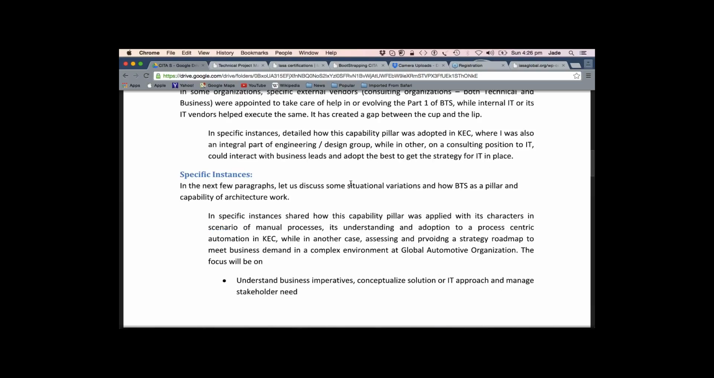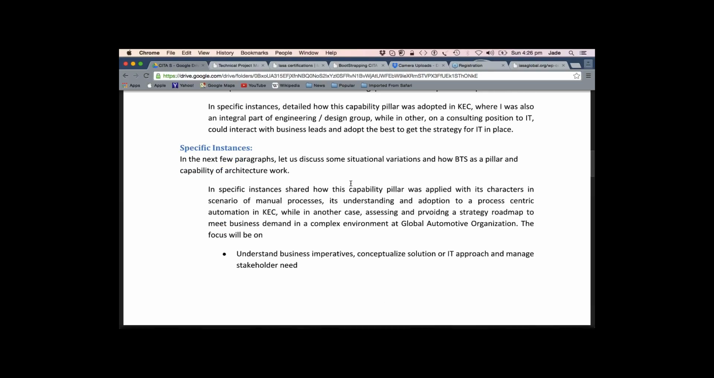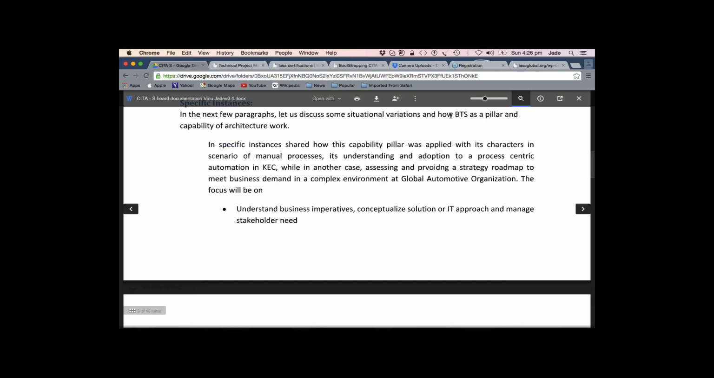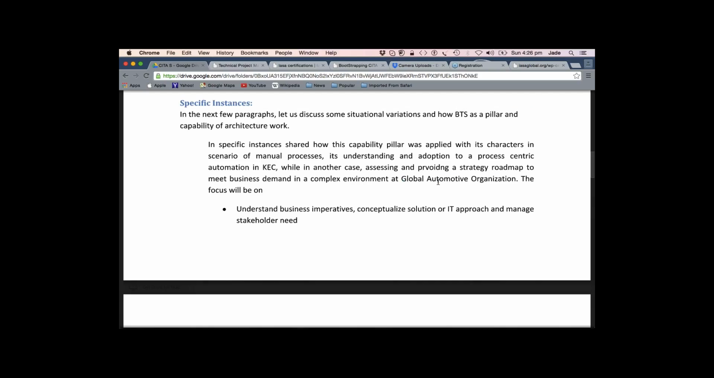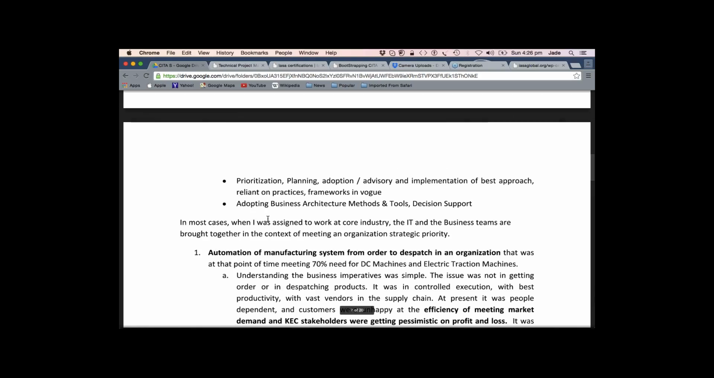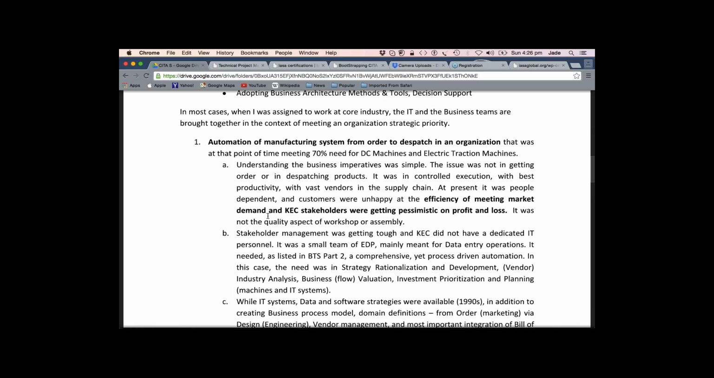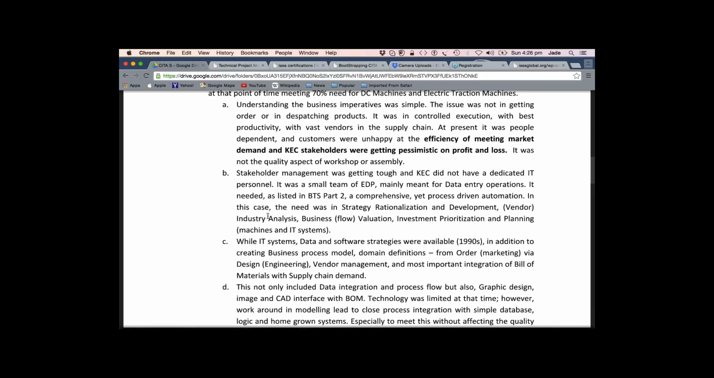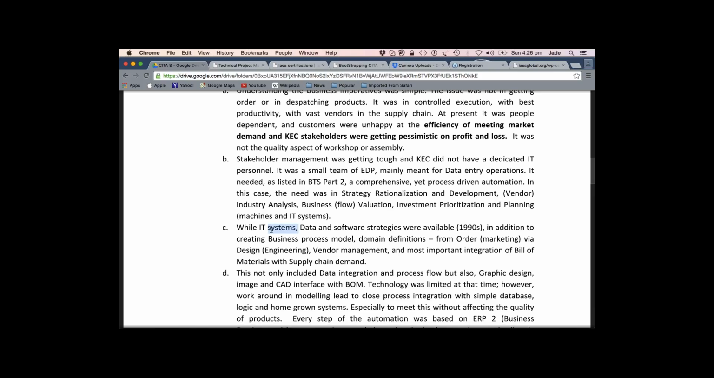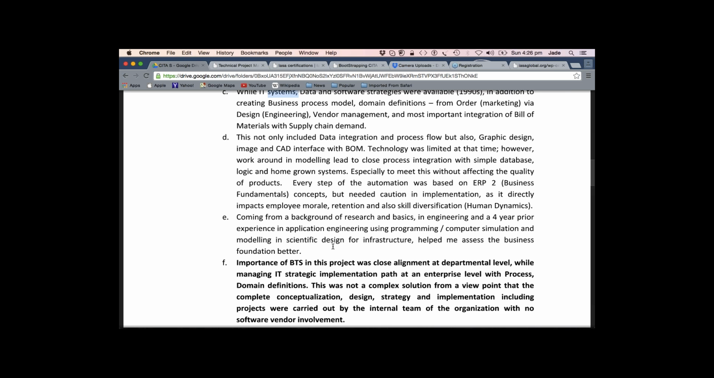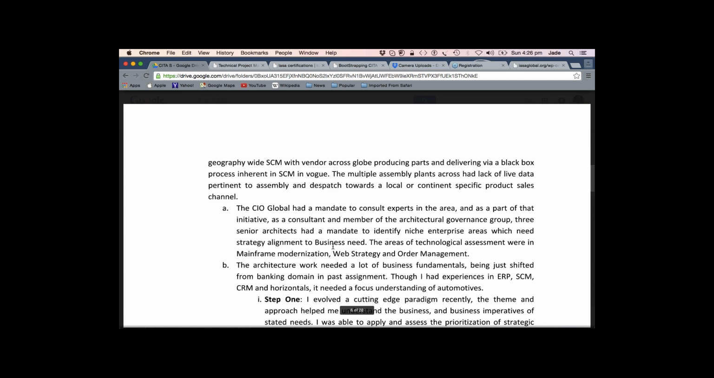So there are different complexities, and then I went into specific instances of how I implemented using the pillars in an automotive organization. I chose the global automotive organization General Motors, as what I did, and how did I prioritize? How did I do the automation of the manufacturing system? How did I manage stakeholder management under it? How did I handle IT systems? How did I go into data integration and process flow? So on and so forth.